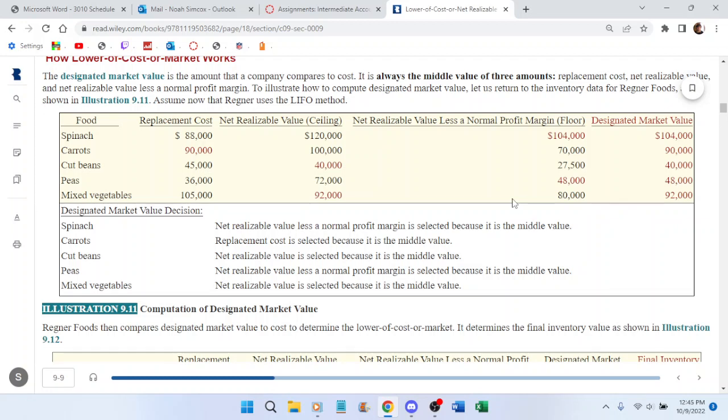We have three values: replacement cost, net realizable value, and net realizable value less a normal profit margin. So replacement cost is not always the middle value. You just take the three values, take the middle value of all three. It's not always the case. It's just whichever value is the middle is the designated market value.